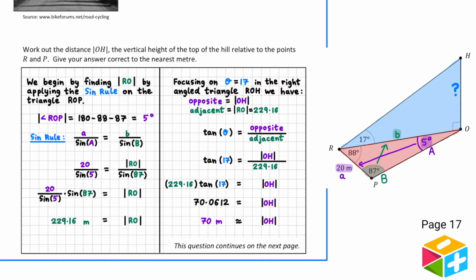To find the length of RO, we'll want to get rid of the division of sine 87. To do this, we multiply both sides by sine 87. When we perform the calculation on the left-hand side, we find that the length of RO is 229.16 meters.